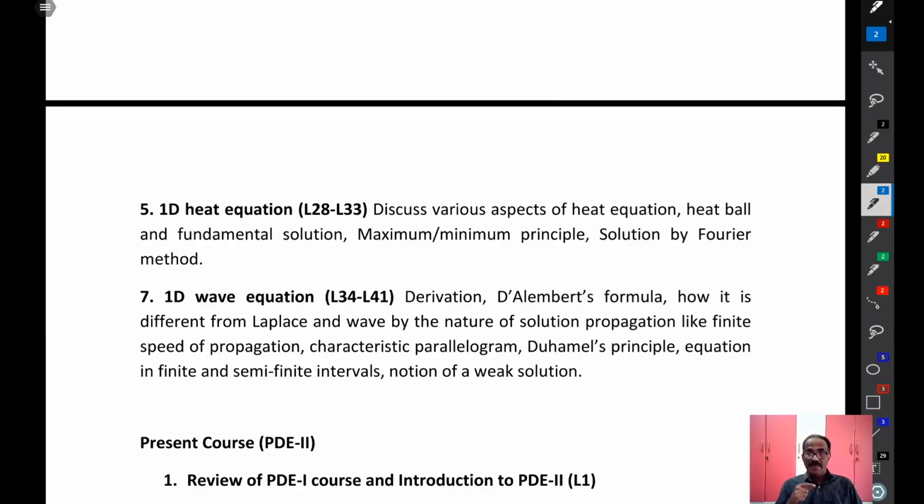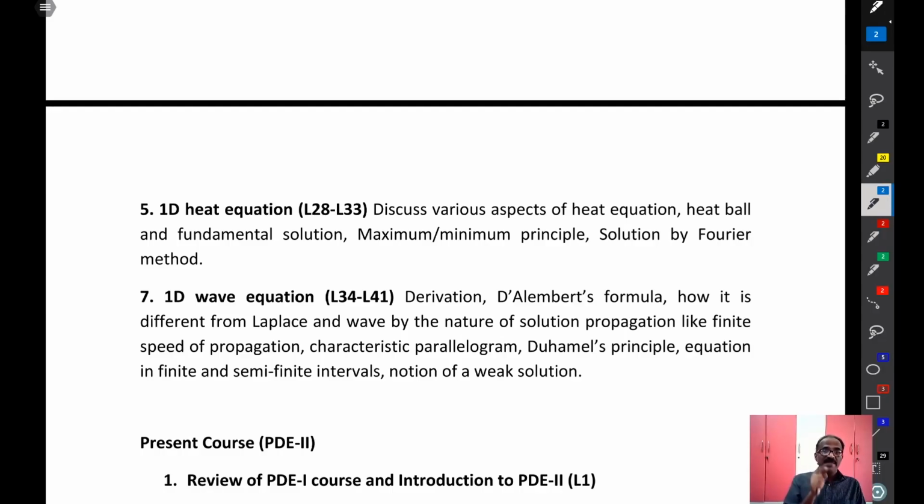In the 1D wave equation, you derived the D'Alembert's formula using the separation of variables. The more important thing is that the wave equation differs so much from the Laplace equation, with the wave nature of the solution, like propagation, finite speed of propagation, the characteristic parallelogram, and you have also seen Duhamel's principle in infinite dimension, in a semi-interval. So you have seen various things.